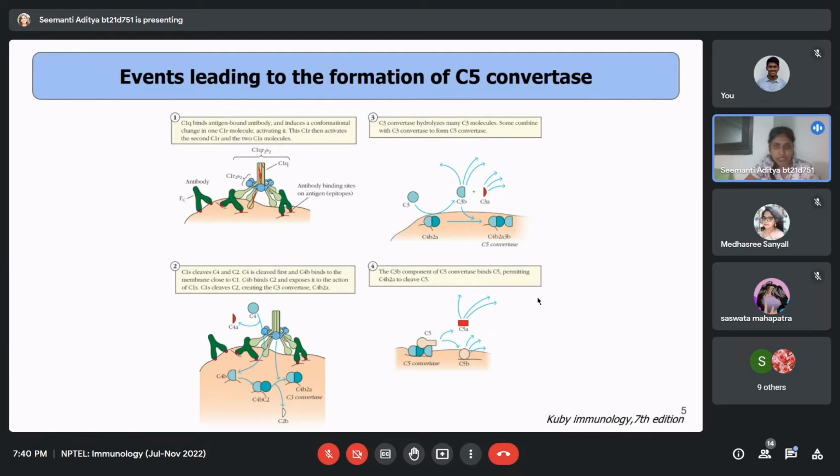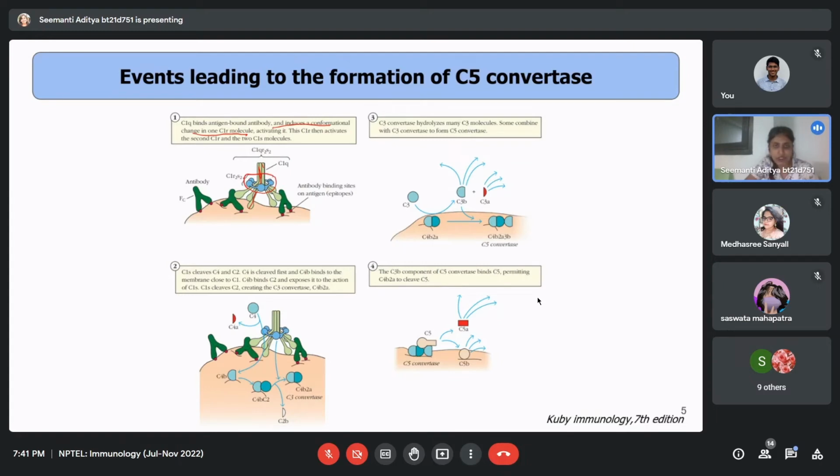So antibody binding sites on the antigen is this. Antigen and antibody interaction is taking place. So conformational change in the Fc region of the antibody will result in the binding of C1q subunit of your C1 protein, and this will induce a conformational change in one of the C1R molecule. So this portion of the complex is the C1R2S2.